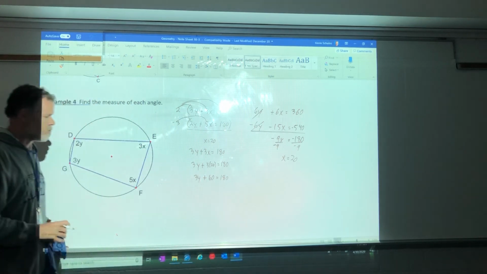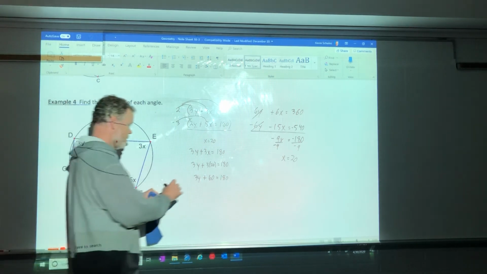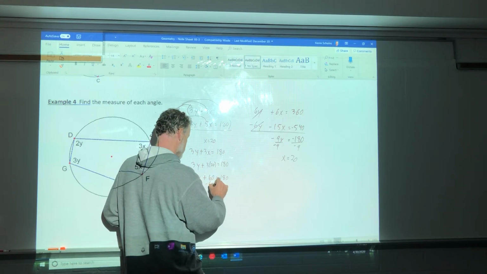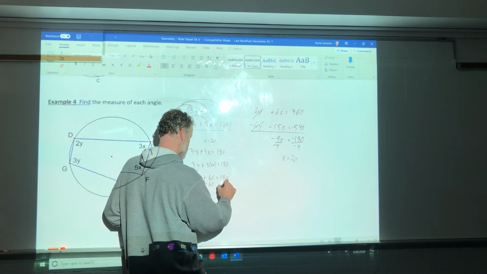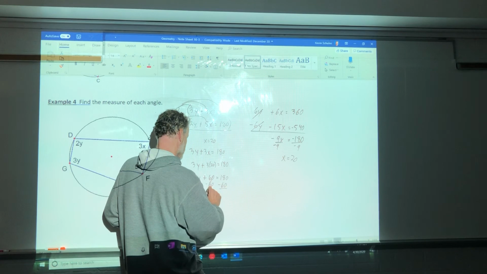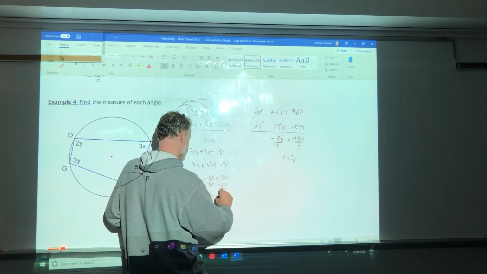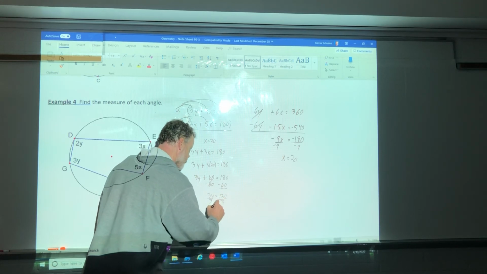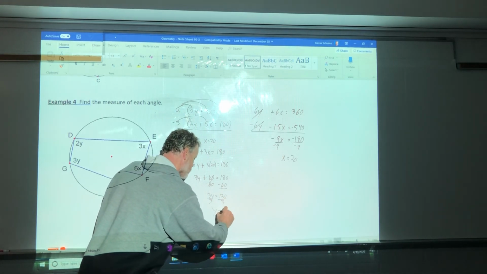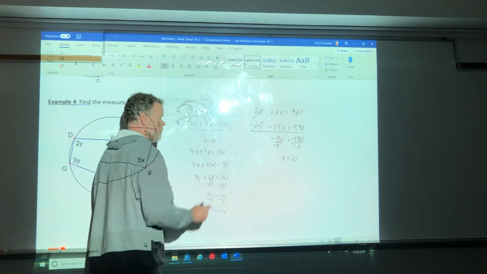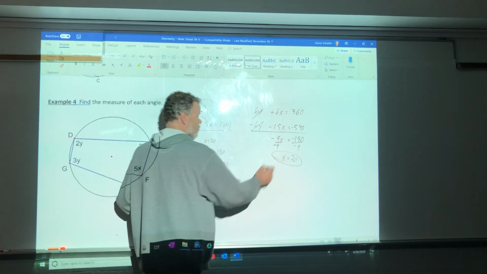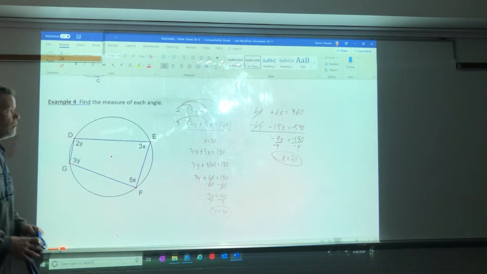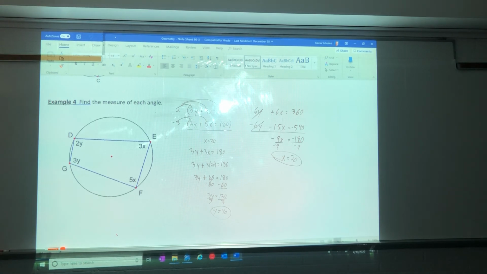You're going to subtract 60. Again, just solve the equation. Subtract 60, and we're going to get 3y equals 120. Divide by 3, and y equals 40. We had x equal 20 right there, and that basically finds you all of your different values.